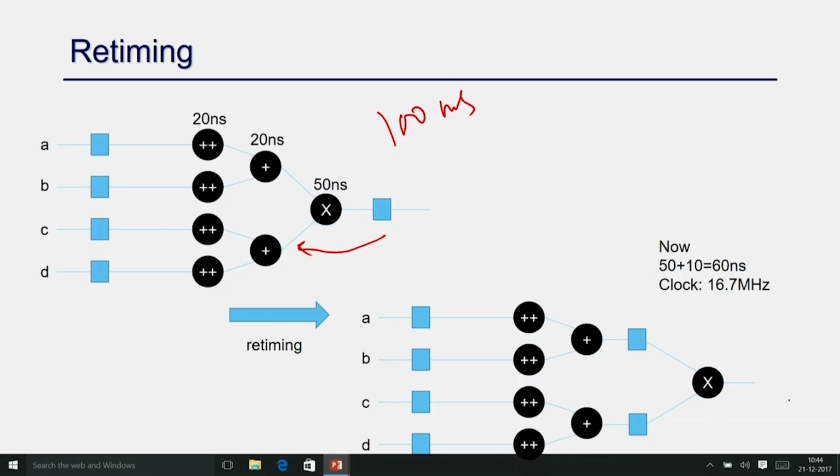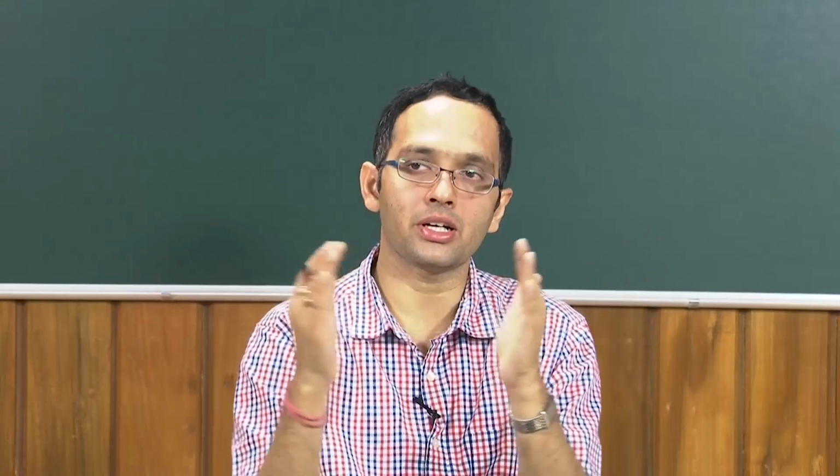So now what will be the maximum delay? This is 20, this is 20, this is 50, and there are other delays. So the maximum will be 60, right, 50 plus some other factor. So that is 60 nanoseconds. So you are going to achieve a higher clock, right, 16.7 megahertz. So this is what is called retiming. You just move your registers in your design so that you can break the critical path, right. So you try to reduce the critical path length.